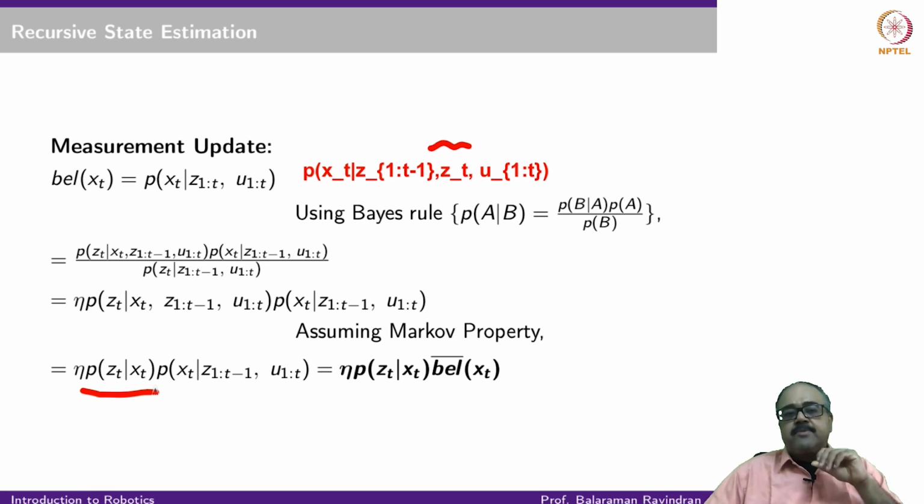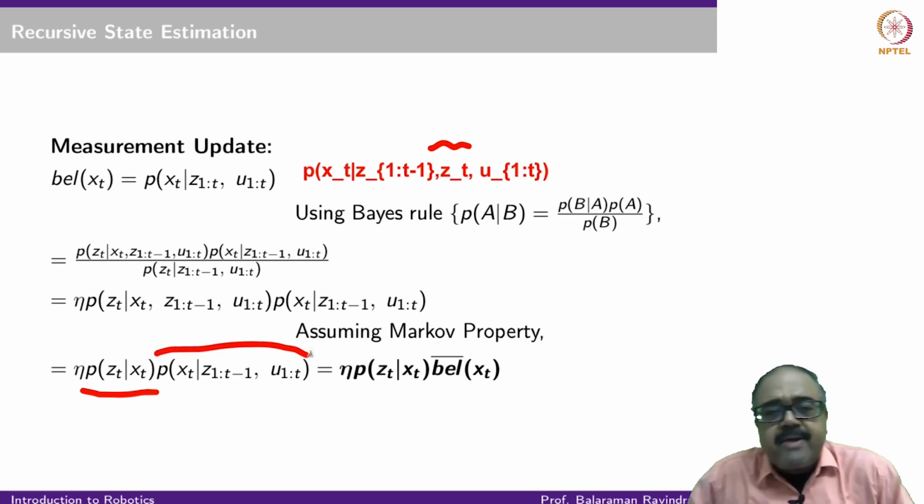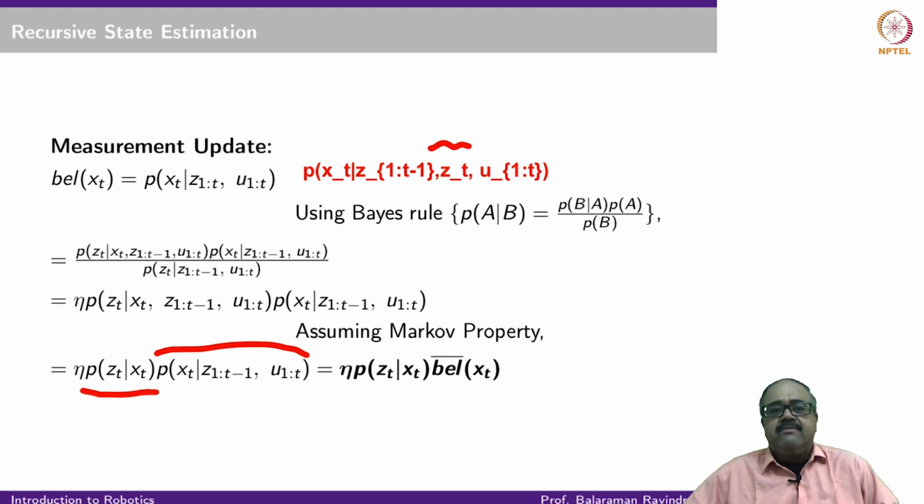And what about the rest of it? It is the probability of xt given z1 to t minus 1 and u1 to t, and that is exactly my bel bar update. That's my bel bar function. So I have my measurement model times my bel bar of xt. And the denominator actually doesn't depend on x itself, and I can just replace it with a normalizing factor eta, which essentially I could just get by summing the numerator for all possible values and then normalizing it so that I get a probability distribution.